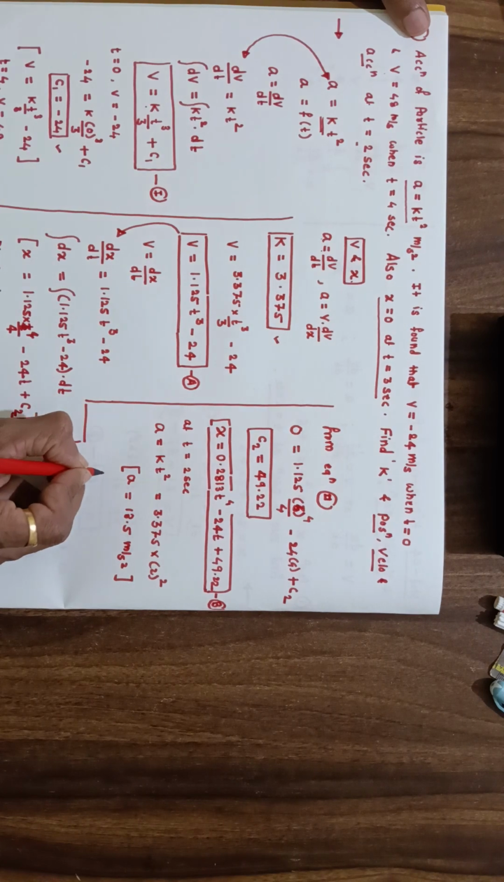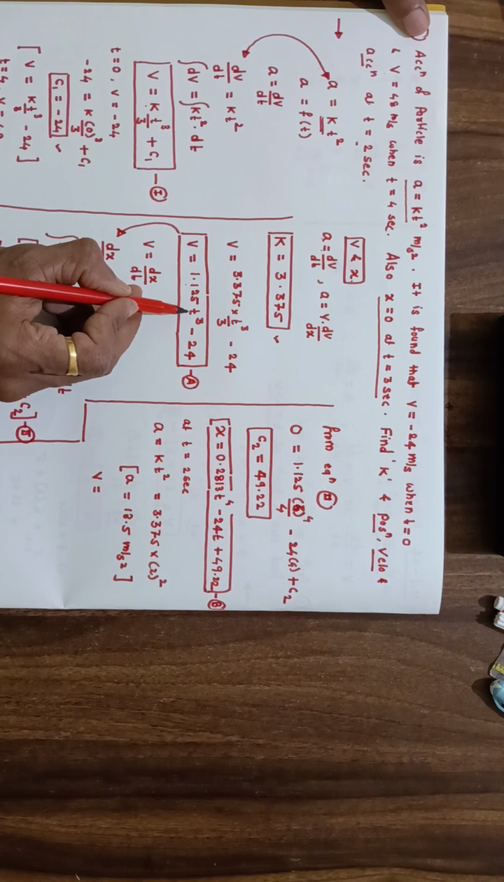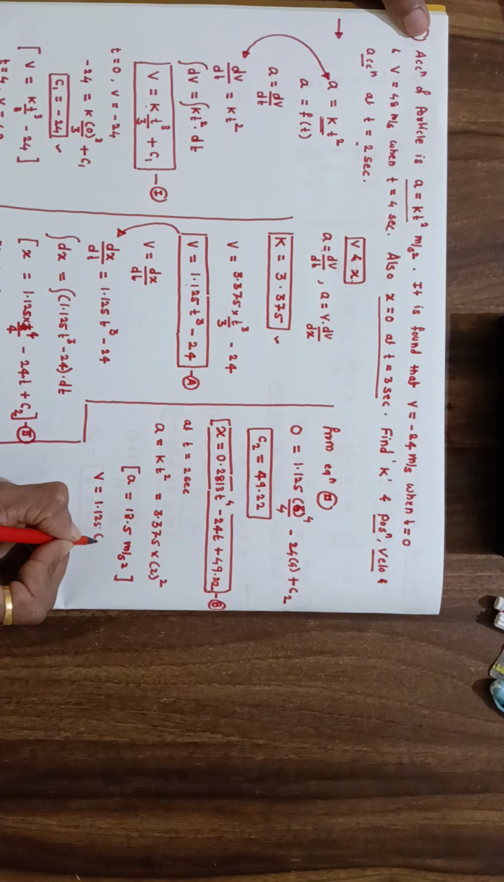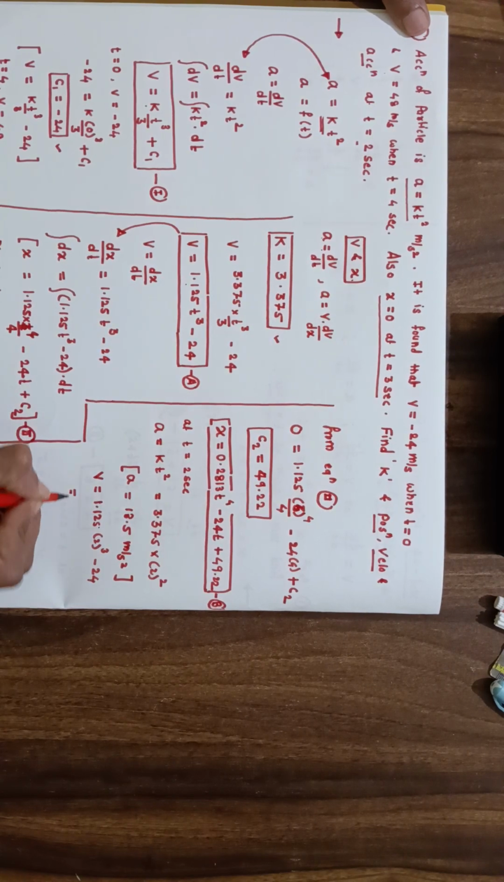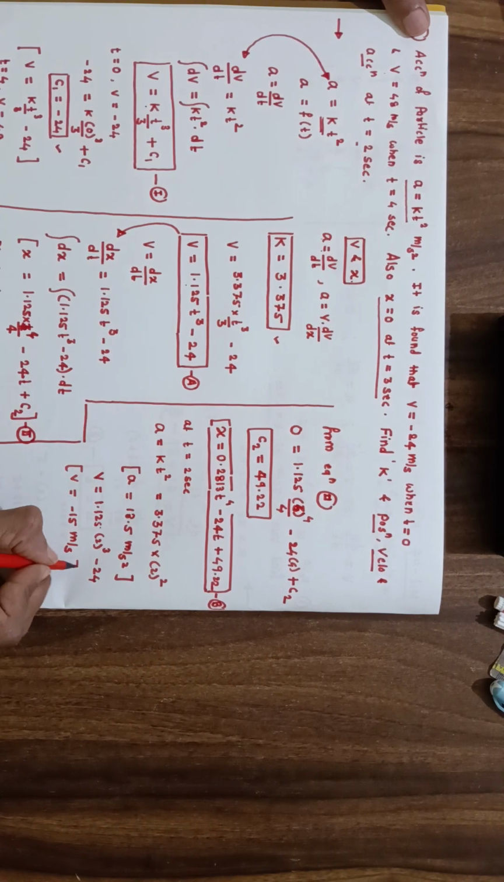Second, the velocity v equal to, now refer to this equation, put the value of t as 2 seconds. So it is 1.125 into 2 cube minus 24. So velocity is minus 15 meter per second. So this is the second answer.